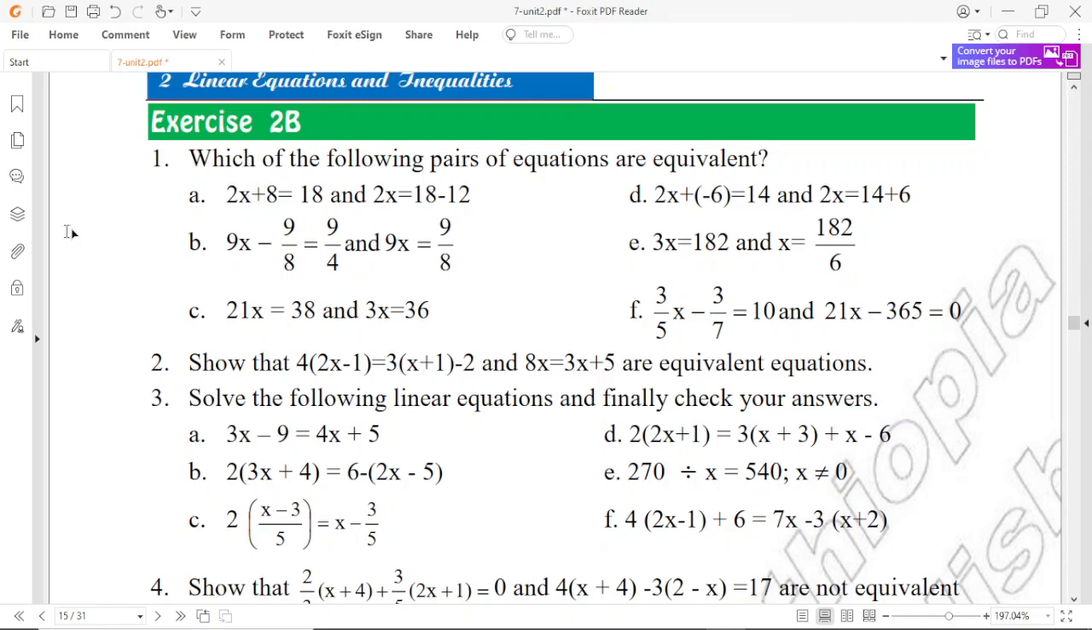For example, b in the middle: minus 9x minus 9 over 8, which is equal to 9 over 4. So 9x minus 9 over 8 plus 9 over 8 on both sides, which is equal to 9 over 4 plus 9 over 8. So 9x, which is equal to 9 over 4 plus 9 over 8.